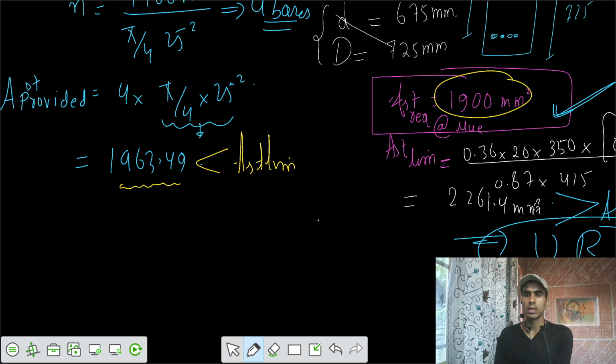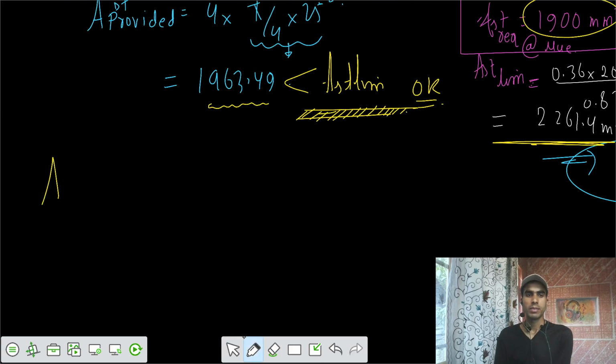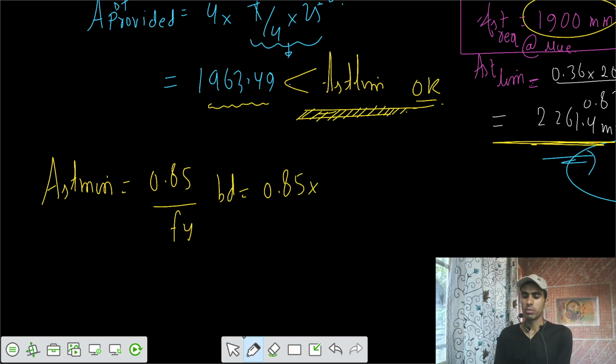You have to see, this should be lesser than AST limiting. That means we can apply those checks also. AST minimum: what is the AST minimum we can have? That we have from the equation 0.85 by Fy times bd. If we substitute those values, we will see how much AST is minimum required.